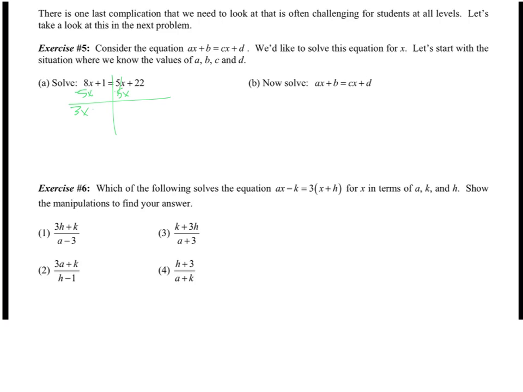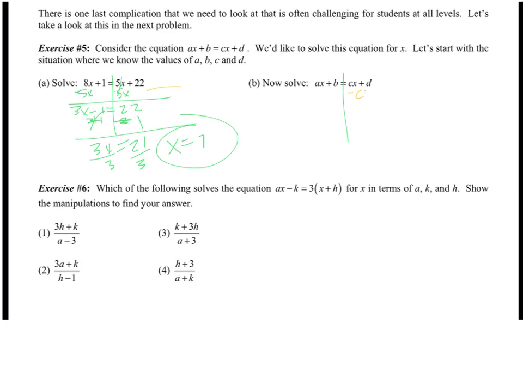So 3x plus 1 equals 22. Then we're going to subtract 1 from each side. So 3x equals 21. Divide by 3 and x equals 7. That was simple. We had numbers to work with. So we're going to need to do the same thing. So the first thing we did here is we got the x's to the same side.